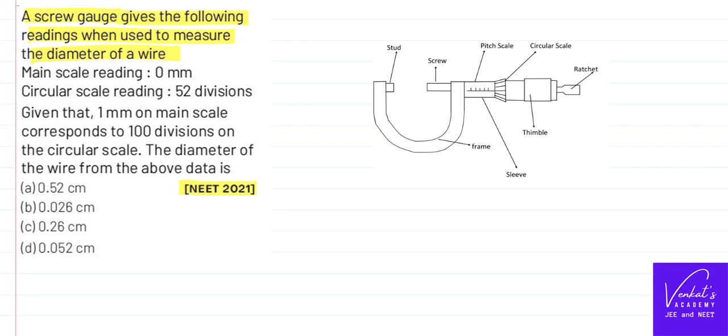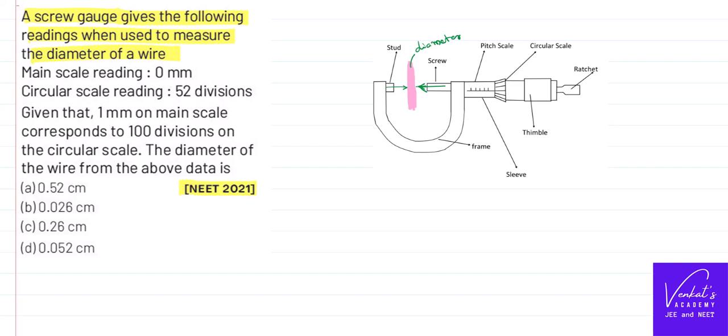So, how do you measure the diameter of a wire? Simply, we keep a wire here like this and we tighten these screws so that the wire is exactly in between them. That way we measure the thickness. The thickness itself automatically becomes the diameter. That's what we are trying to measure here, right?